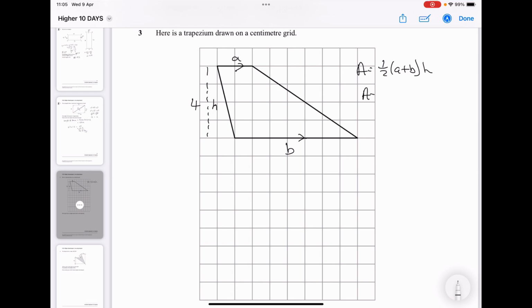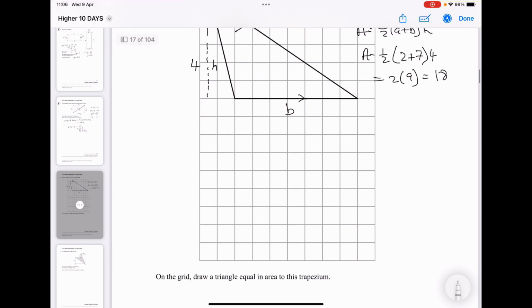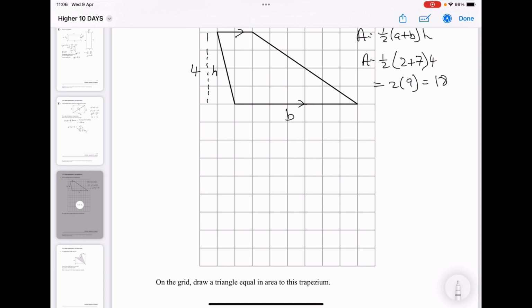So the area is a half, A is 2, B is 1, 2, 3, 4, 5, 6, 7, so 9, times 4. Half of 4 is 2, and 2 times 9 is 18. Right, it then wants me to draw a triangle equal in area to this trapezium. So it's got to have an area of 18. Remember, the area of a triangle is half base times height. So I need 18 equals a half base times height.